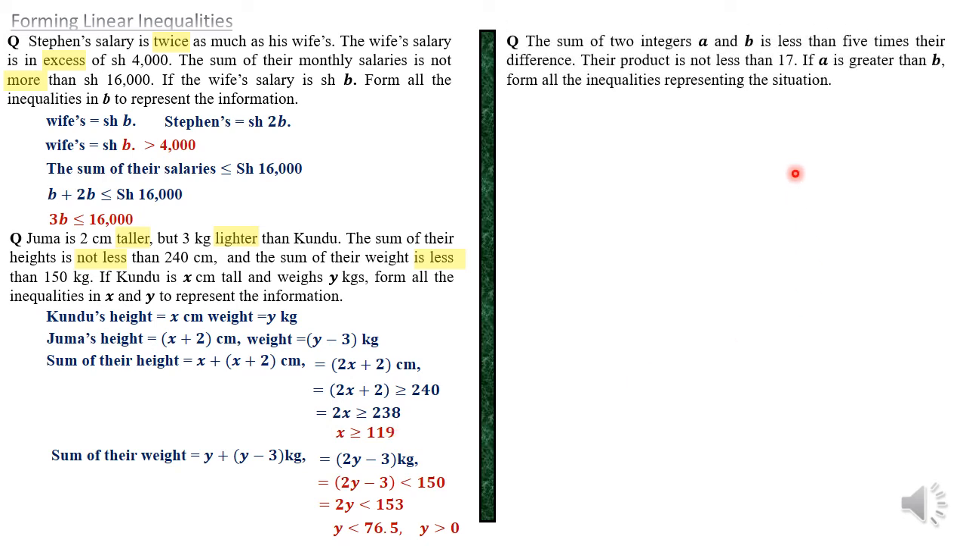The sum of two integers a and b is less than 5 times their difference. The product is not less than 17. If a is greater than b, form all inequalities that represent the situation. Therefore, we say the following.